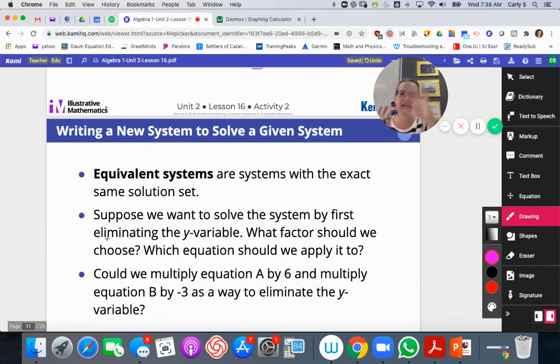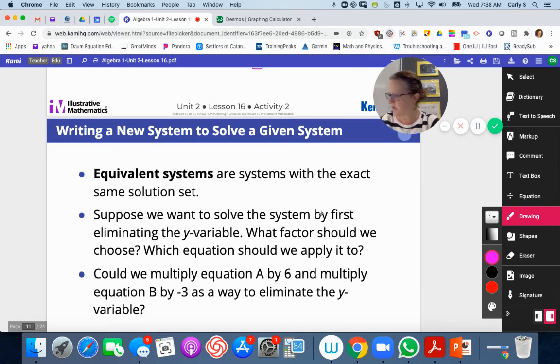All right, let's summarize a little bit. Equivalent systems are systems with the exact same solution set. Our solution set in this system was (-1, 5). Suppose we want to solve the system by first eliminating the y value. What factor would we choose?